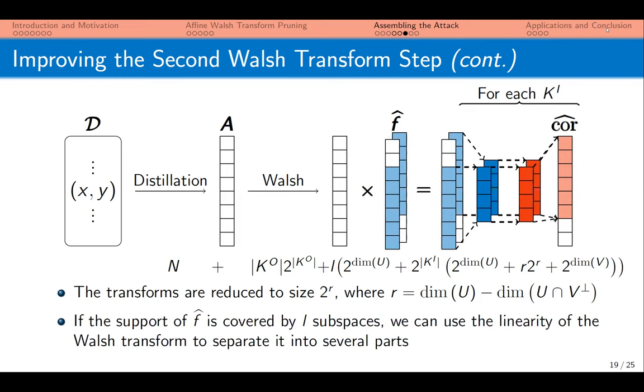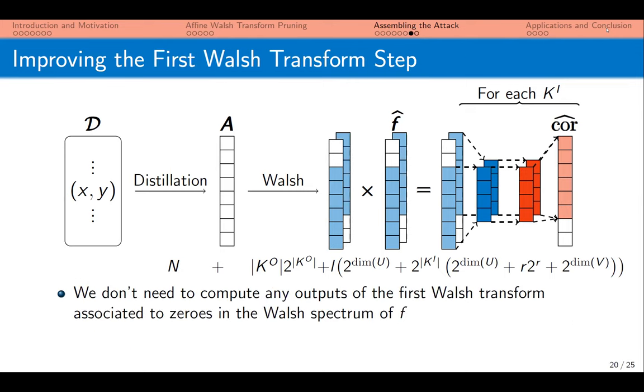If we find ourselves in a situation like the one we described, in which the support is not covered by a single affine subspace but by a union of affine subspaces, we can just use the linearity of the Walsh transform to separate it into several parts, which are a lot easier to compute. And then we just have to add the results at the end.